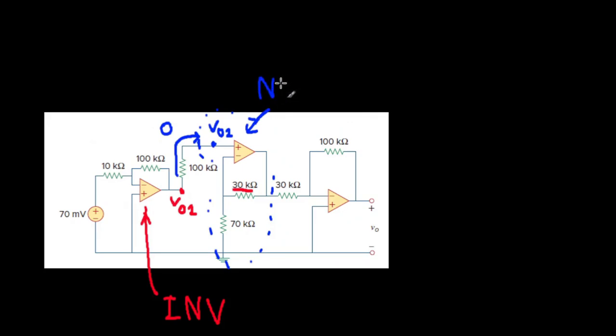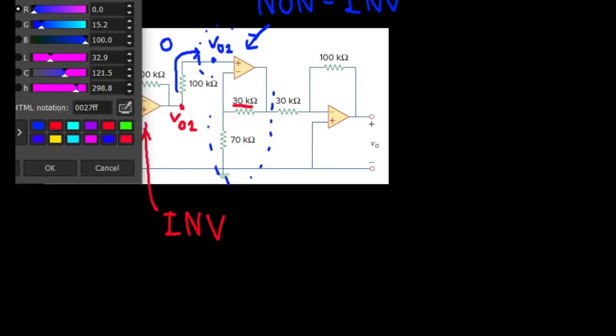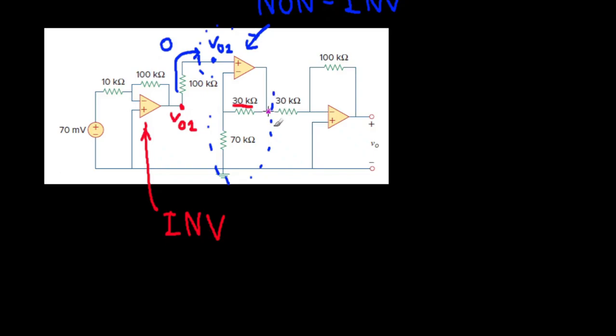I'll write non-inverting. And the last one is definitely an inverting amplifier. I'll choose purple here. If there's an output voltage V output 2 here, this is just some voltage. Again, same structure as this, this is definitely an inverting amplifier.